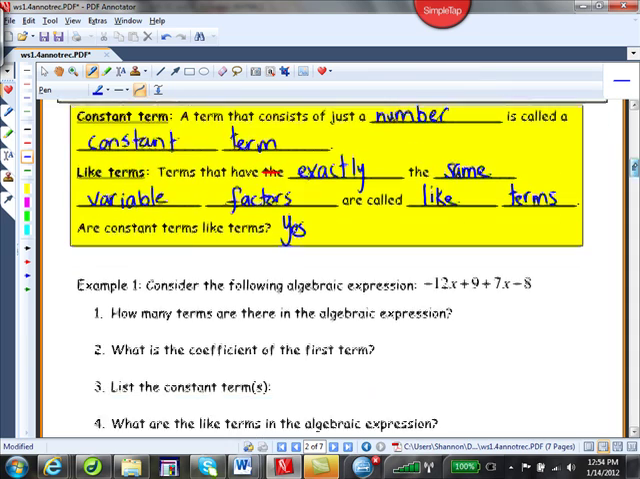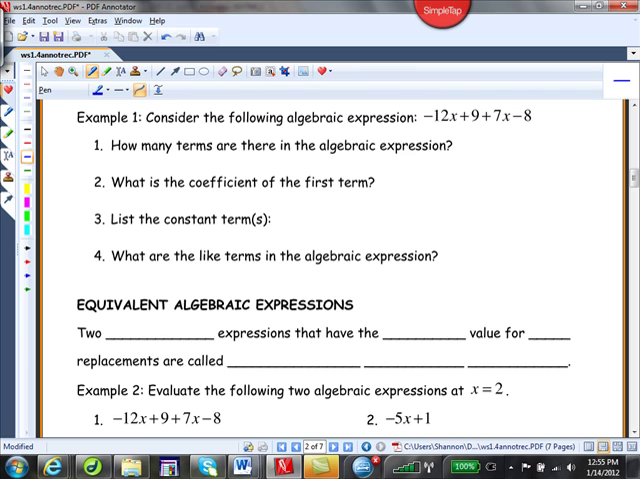So here we go. Let's look at this example. Consider the following algebraic expression. So we have -12 times x plus 9 plus 7 times x minus 8. How many terms are in the algebraic expression? Good. Just don't combine like terms in your head. Look at the expression exactly as it is, and we've got 1, 2, 3, and 4. So we have 4 terms in total. So what is the coefficient of the first term, -12x?